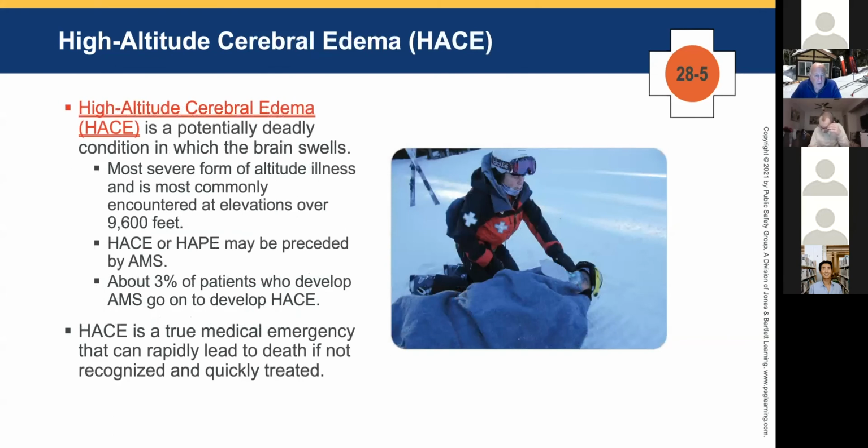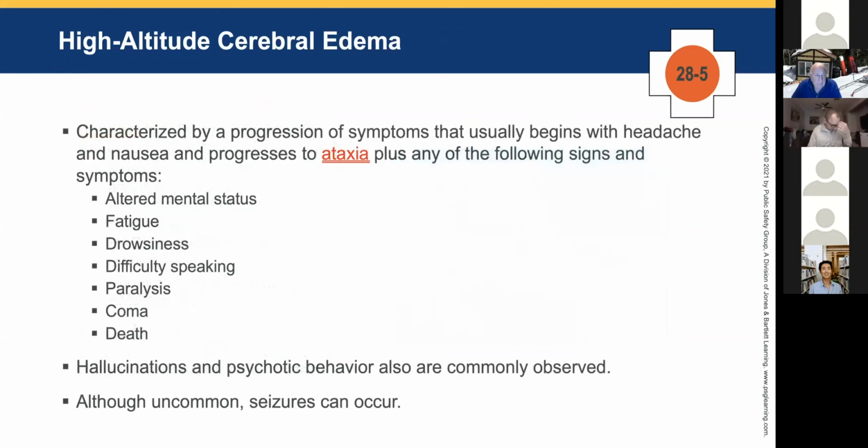Now we're going to talk about HACE, which is high altitude cerebral edema. Basically, the brain is swelling. It's the most severe form of altitude illness, most commonly encountered at elevations over 9,600 feet. HACE may be preceded by AMS. About 3% of patients who develop AMS go on to develop HACE. HACE is a true medical emergency and can rapidly lead to death if not recognized and quickly treated.